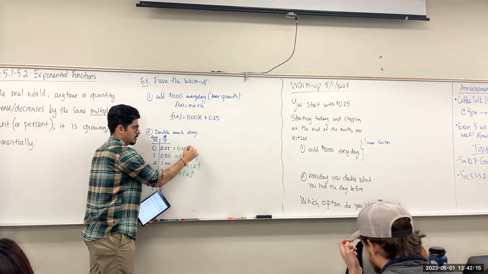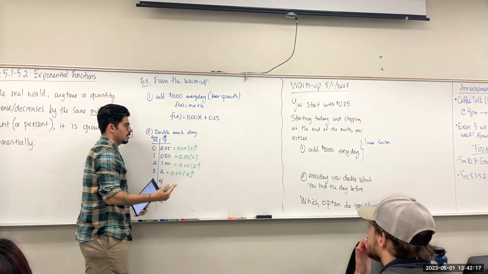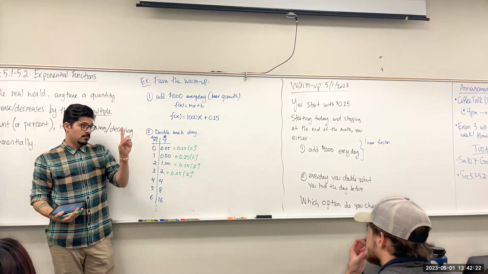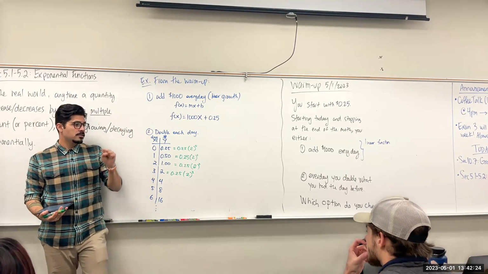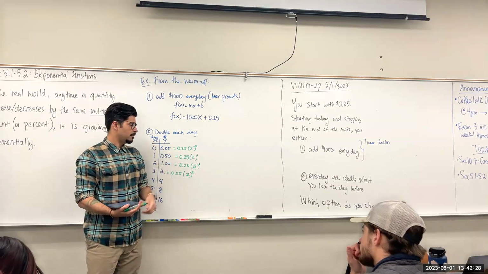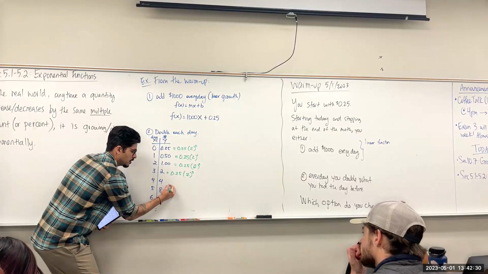1.25 times 2 to the 0. But let's see, what's 2 to the power of 0? 1. Oh, it's 1. Yeah. Any non-zero number to the power of 0 is going to be 1. Okay? So yes, you're noticing the pattern.